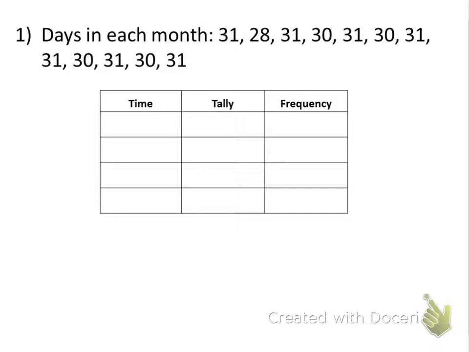So let's look at our data. Days in each month. What's the smallest one you see? The smallest one I see is 28, and the largest is 31. This chart here shouldn't say time, it should say days in each month.